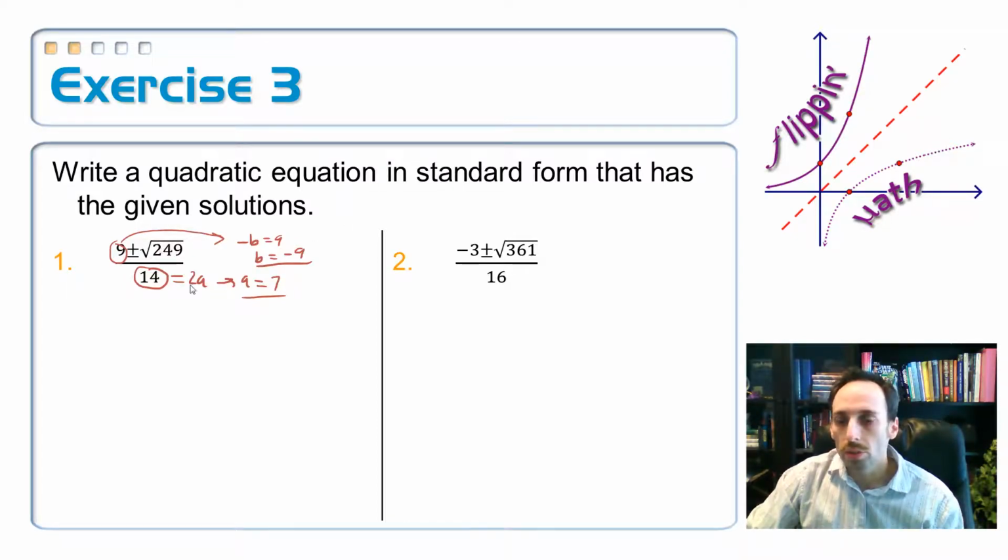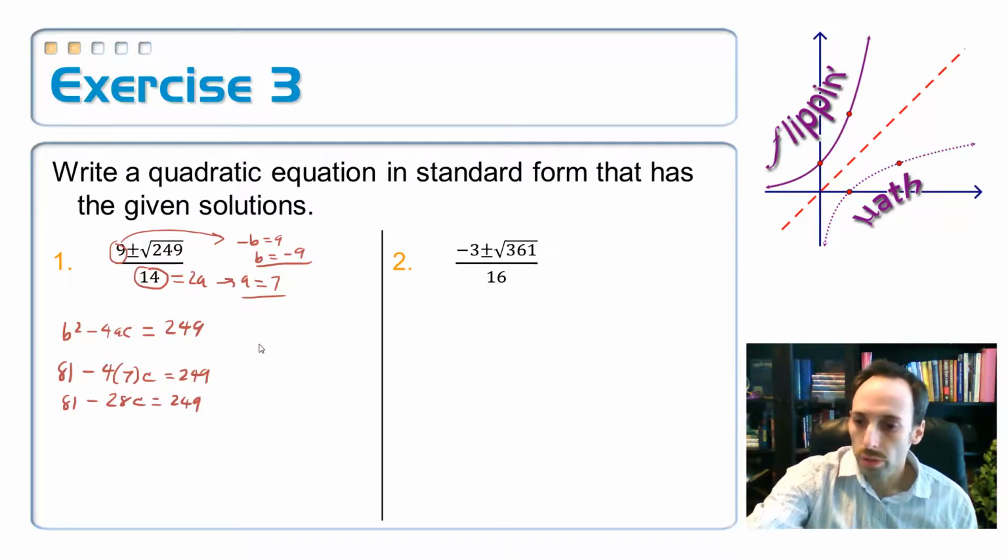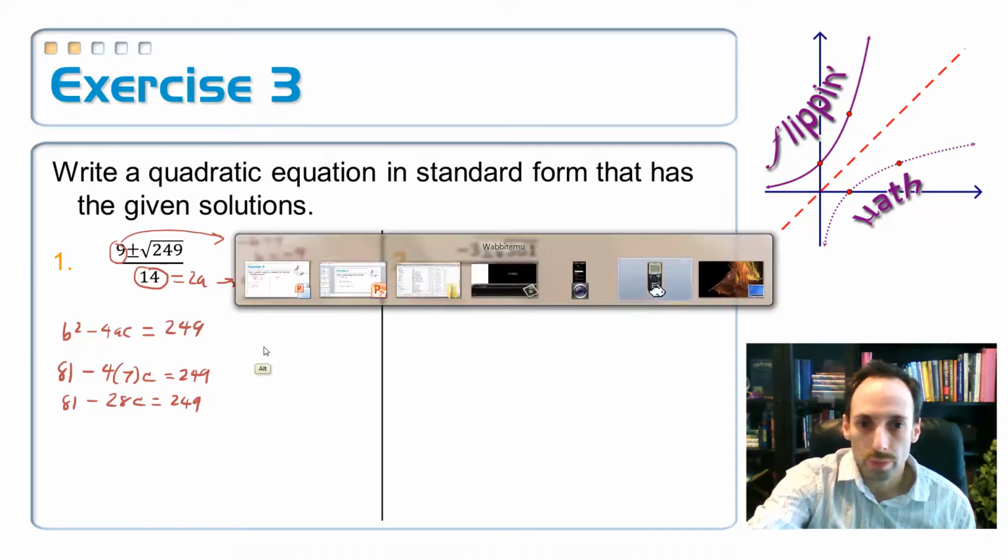To get my c, I'm going to use that 249 underneath that square root. Remember, that's b squared minus 4ac. That should be equal to 249. B squared, that's negative 9. Negative 9 squared is 81, minus 4 times my a value, which is 7, times my c, which I don't know what it is. All this equals 249. Alright. So this is 81 minus 28c equals 249.